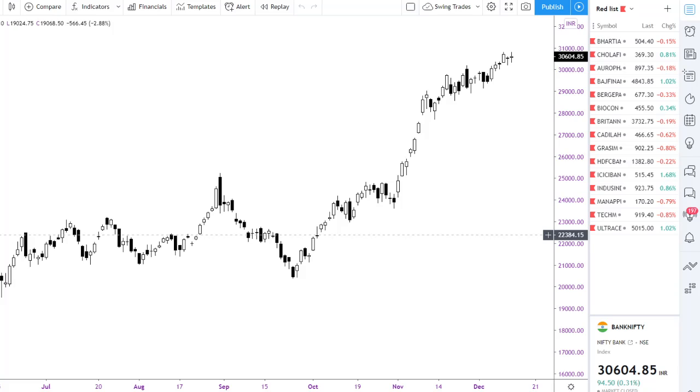Today we are going to do the weekly analysis of Nifty stocks using the same method that I have explained in detail in my earlier video about the strategy. It's a three-step price action strategy. We are not going to use any indicators. It's clean chart and pure price action.